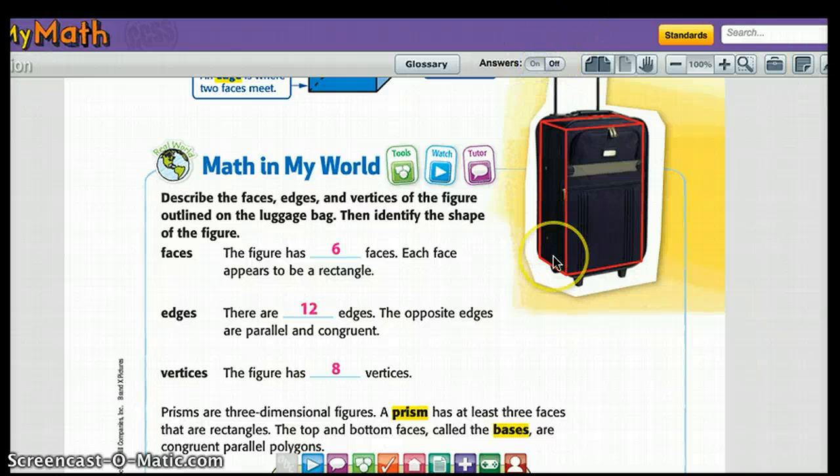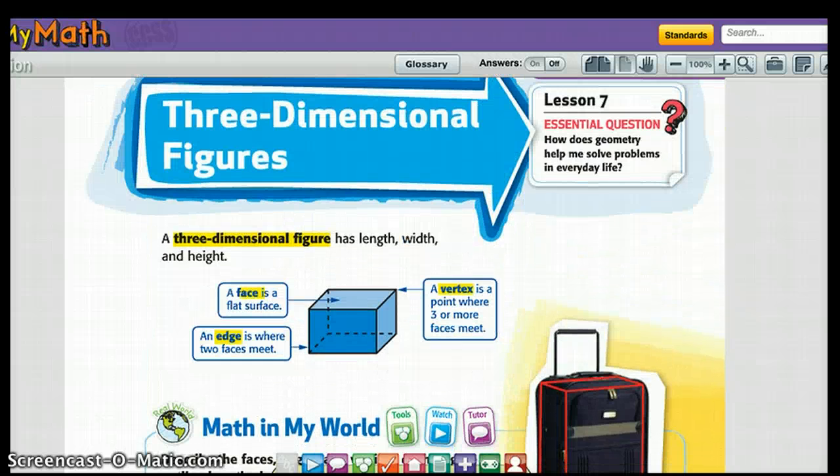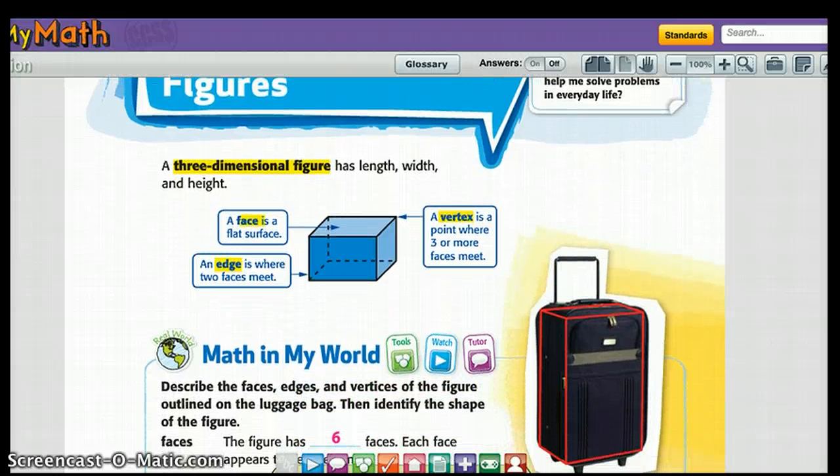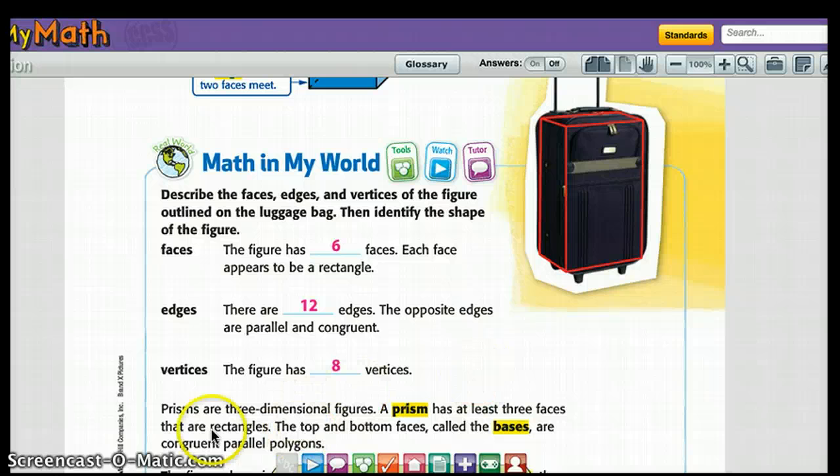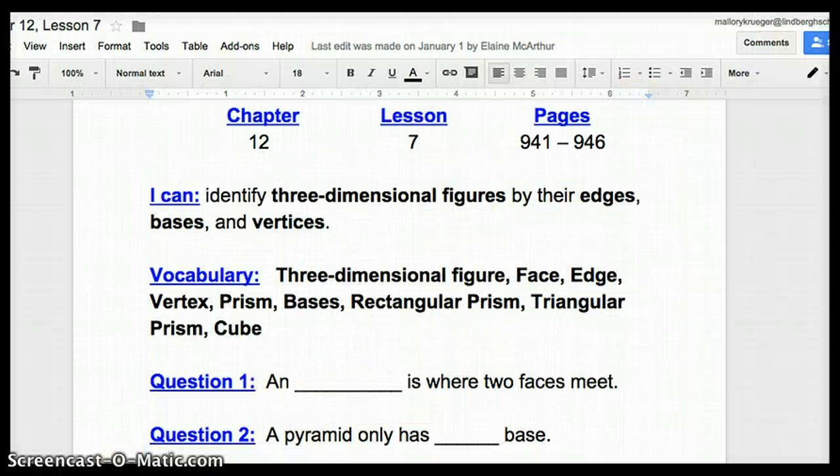And to show you an example on this same page, we're looking at this suitcase. If we're looking at the faces, it has 6 faces. So this would be one, this would be another, and so on. And there are 12 edges here. So the spots where 2 faces meet, 12 edges. And there are 8 vertices. So that is the spot where the point 3 or more faces meet. So if you went through and counted all of those, that's what you would get. All right, go ahead and look back at these 2 questions and answer them in the form, please.